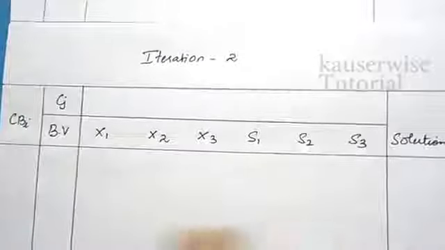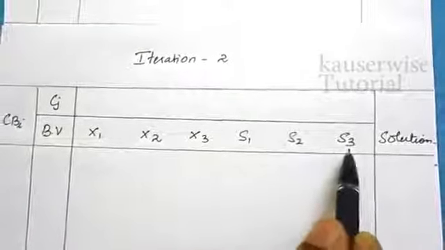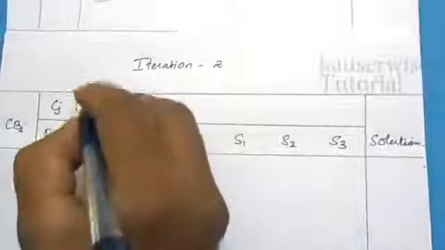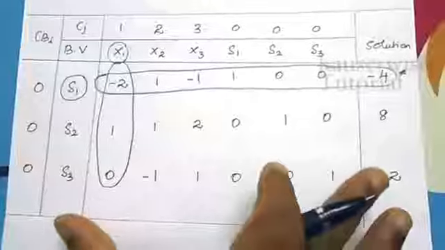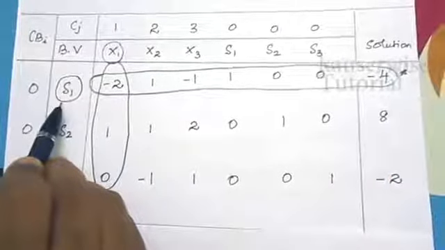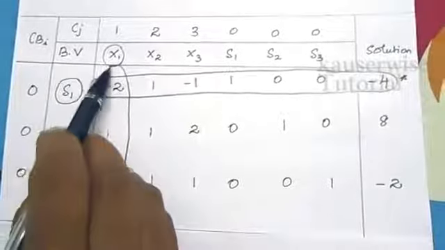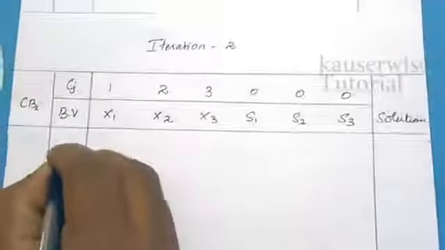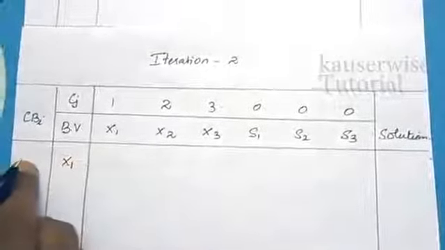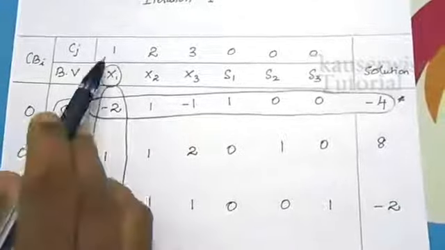In the second iteration, just take the basic variables x1, x2, x3, s1, s2 and s3 and the cj values as 1, 2, 3, 0, 0 and 0. Look at the first iteration. S1 is the leaving variable, so here we have to write the entering variable. Which one is the entering variable? X1 is the entering variable. Here you have to write X1. The value for X1 is 1. Here, instead of 0, you have to write 1.